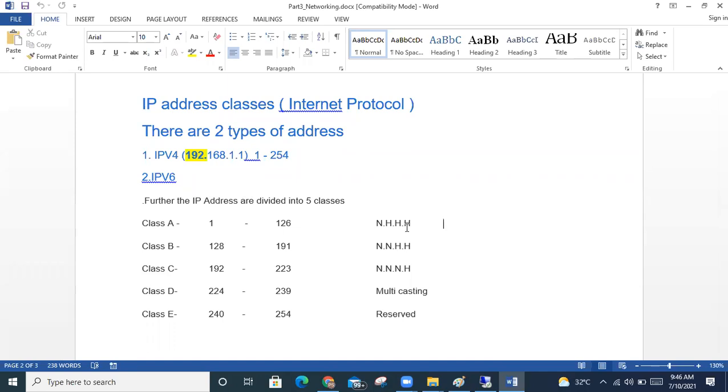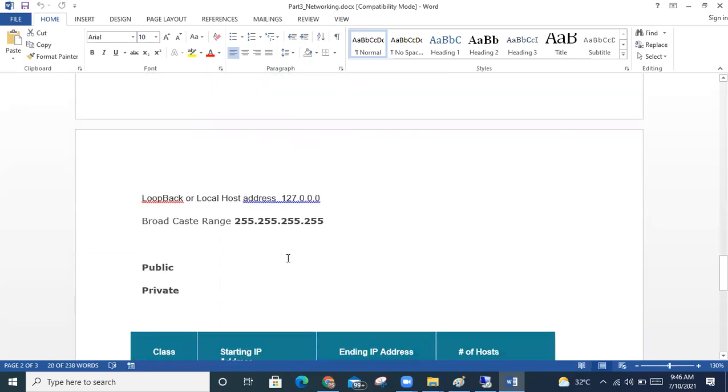By default, a class A IP address will not communicate with class B or class C. But if you put routing between them, they will communicate. That is an advanced routing concept. By default, it will not communicate.